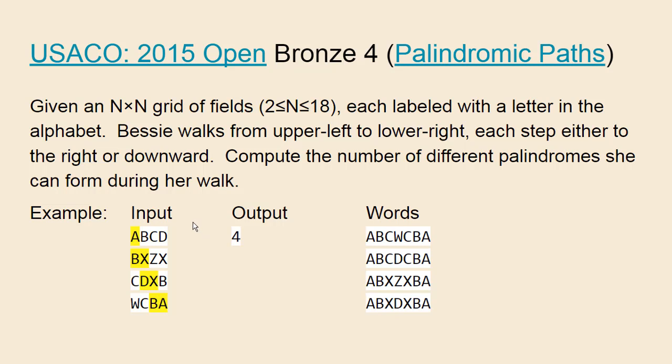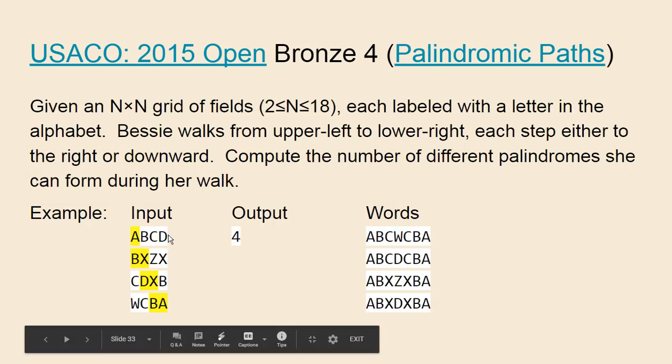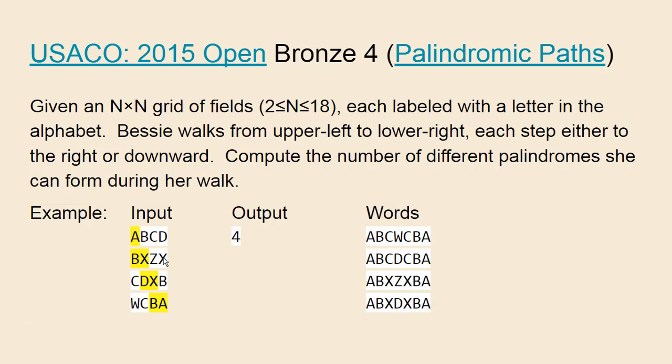Can we throw away some of the paths before we look at them? One way to do it is, after we pass the middle, we can start throwing away branches if they're no longer palindromic. For example, if we go A, B, C, D, and then the next one we go to X, then we don't need to go further because we know X does not match C.